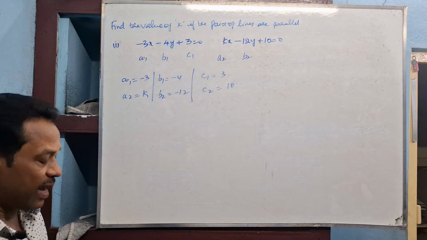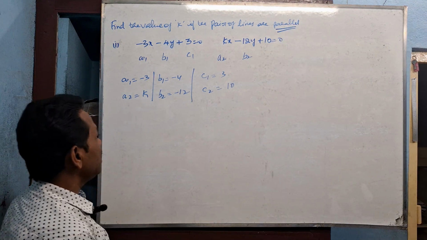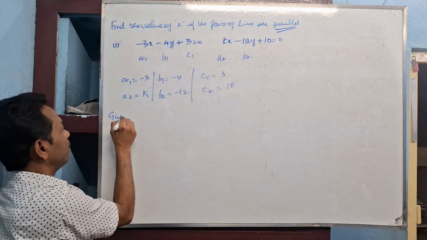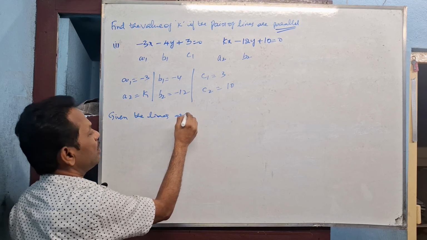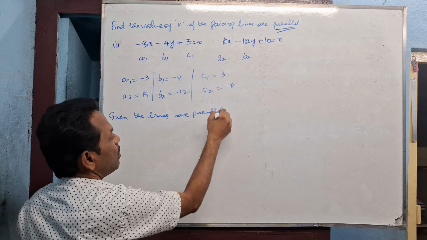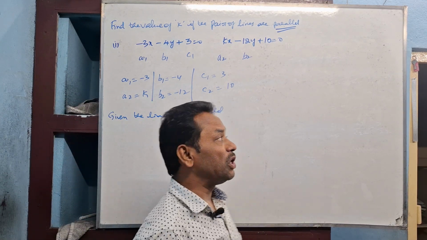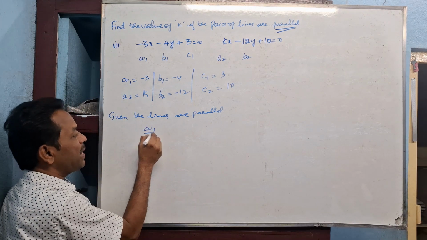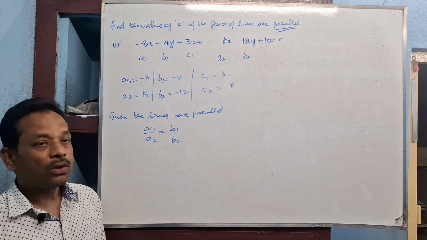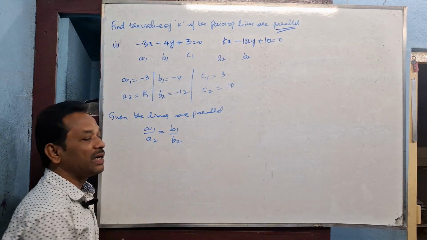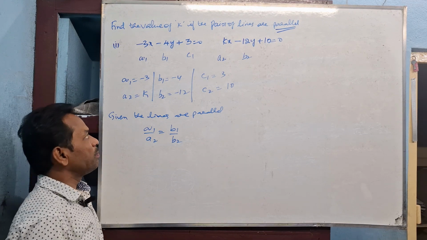Given that the lines are parallel, which condition will we use? We'll use the condition a1 by a2 equal to b1 by b2. Now that the lines are parallel, we can use the condition a1 by a2 equal to b1 by b2. Let me put the values.